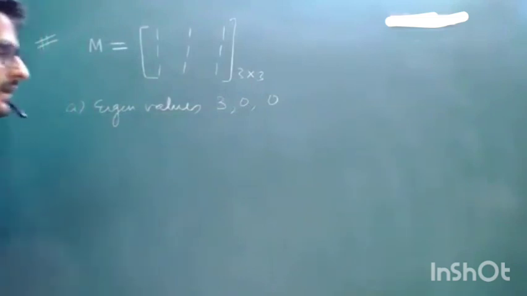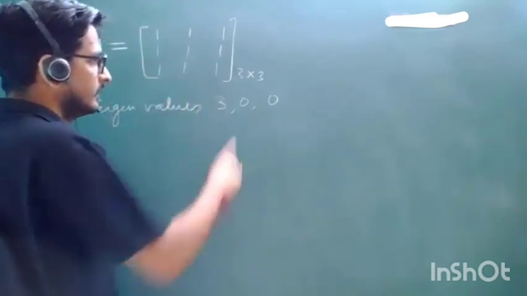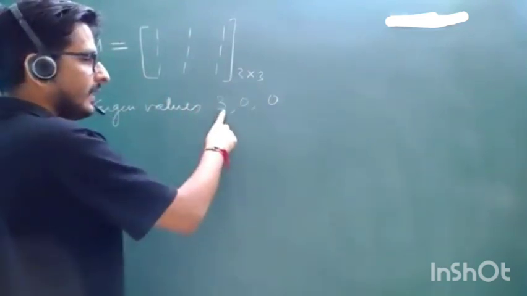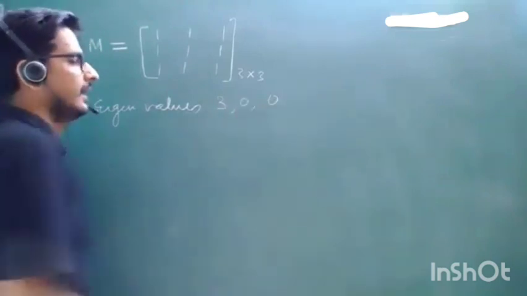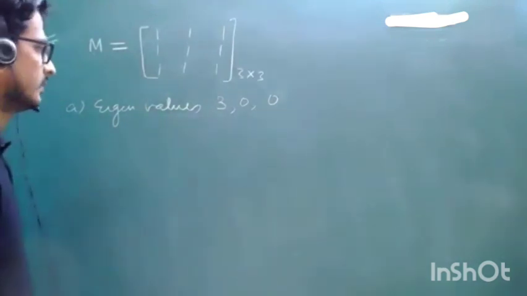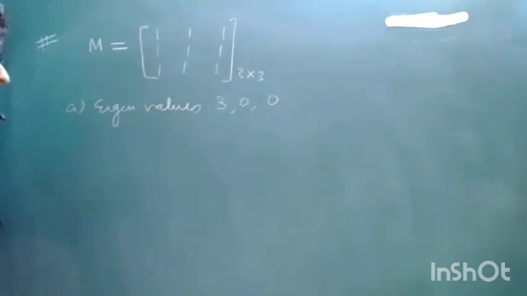Please see this. If you have a matrix with all elements equal to 1, so it is an n cross n matrix, then one eigenvalue is given by n and all other eigenvalues will be 0. This is a property that you can use. Okay, so eigenvalues will be 3 0 0. Calculate quickly. Can you see that the eigenvalues are this?